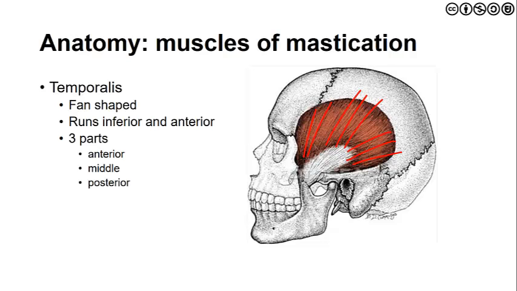And so first we see the temporalis. This is a broad fan-shaped muscle that is located on either side, above the jaw, above our ear, and this is going to run both inferior as well as anterior. There are three parts. We have an anterior portion, we have a middle portion, and then we have a posterior portion. And you'll notice the angulation of the fibers changes for each one of those.